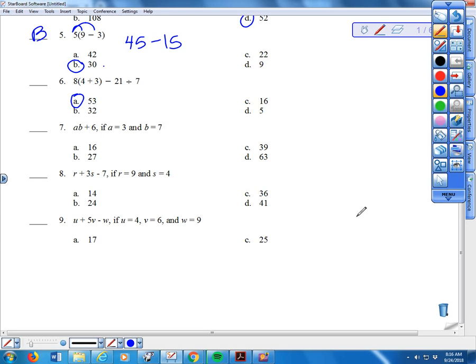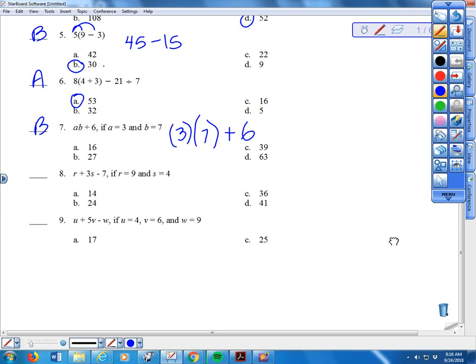If I have A times B plus 6, what do I do when I'm given A and B? I substitute those in first. Okay, so I'm going to substitute 3 in for A, and 7 in for B, and then add 6. Now I'm going to follow the order of operations. What's first, multiplication or addition? Okay, 7 times 3? 21. Plus 6? Good. This was A.